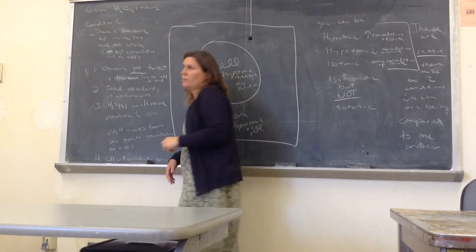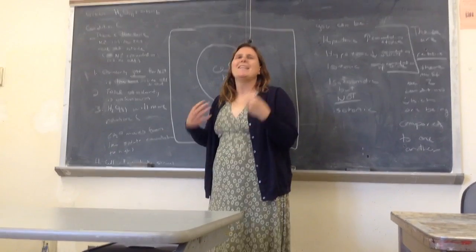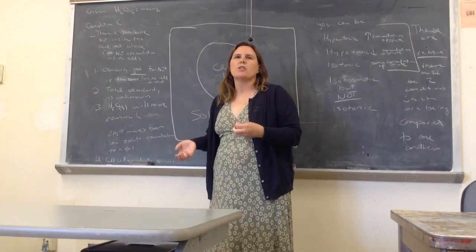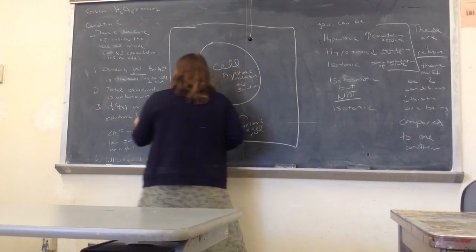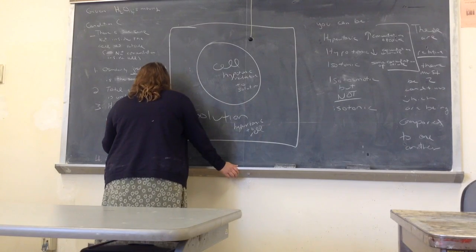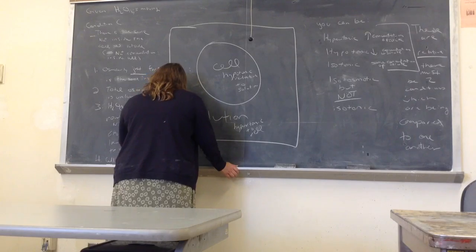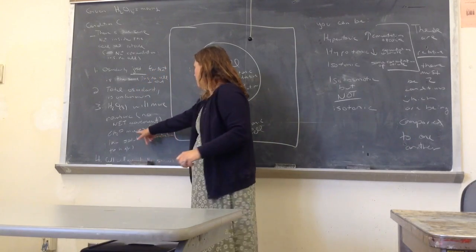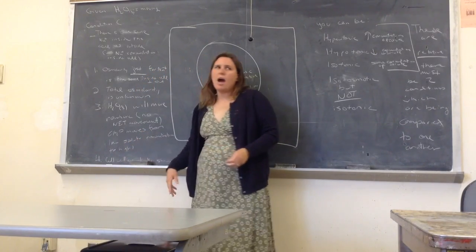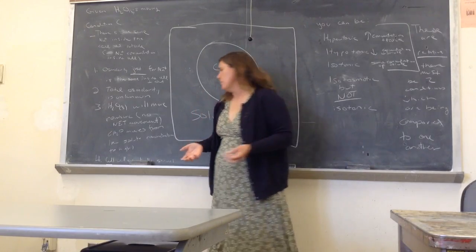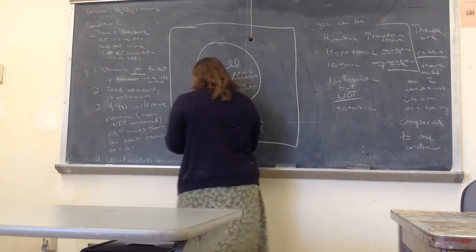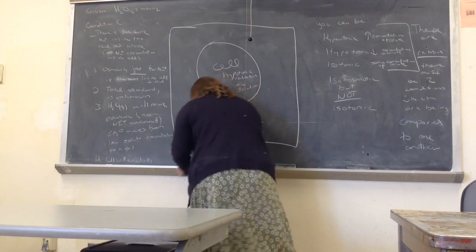That's not actually true. It moves back and forth all the time. It will net move nowhere. There will be no net change in the amount of water inside or outside the cell. Because the water moves from low solute concentration to high, if they're the same, it's not going to move. So the cell will eventually be the same.